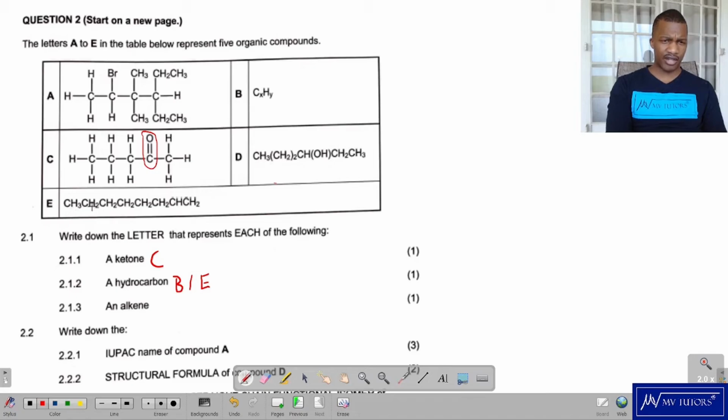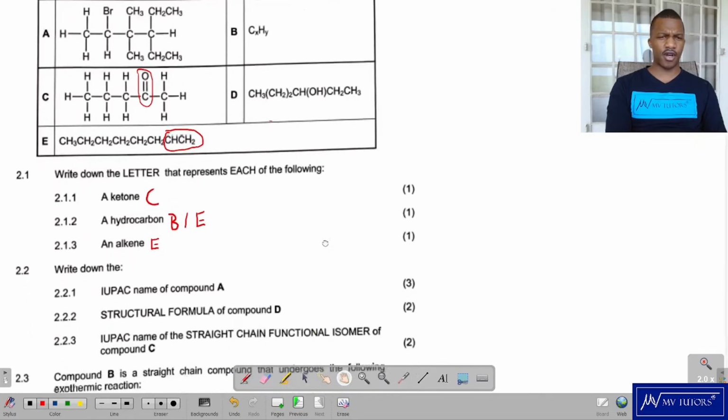How about here? Now let's look closely. Single bond, single bond, single bond, single bond, single bond. Look at this. There is a double bond here, if you must know. There's a double bond here because we have CH instead of a CH2. So between these two C's right there, we have a double bond. So our answer is therefore E. All right, now let's move on.